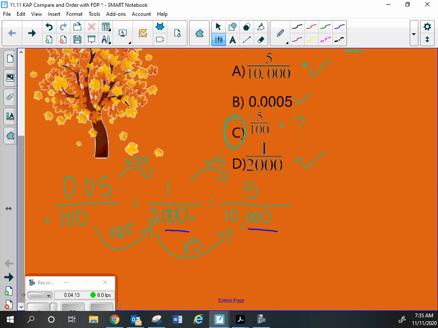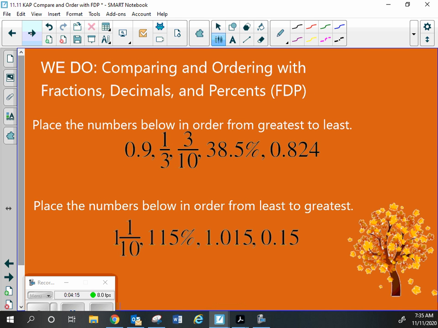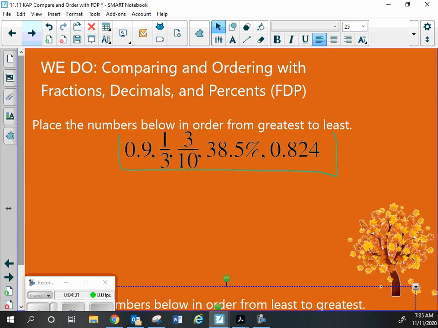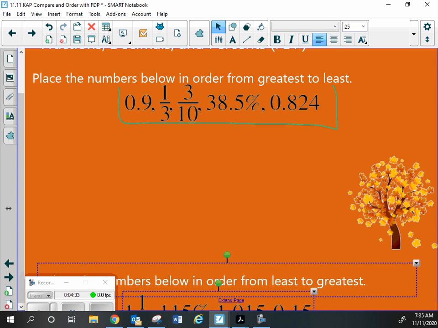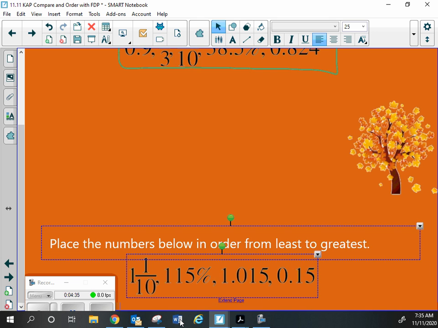Okay? Moving on, if you're doing this in your ISN, you don't have to write down word for word, but I would like you to copy these numbers because we're going to place those in order from greatest to least. This is exactly what we did yesterday. I'm just going to review it a little bit. So go ahead and copy those, pause if you need to. And I'm going to go ahead and move along.